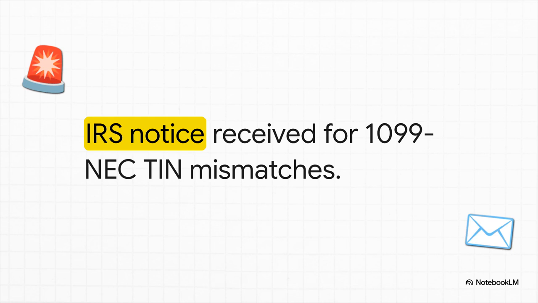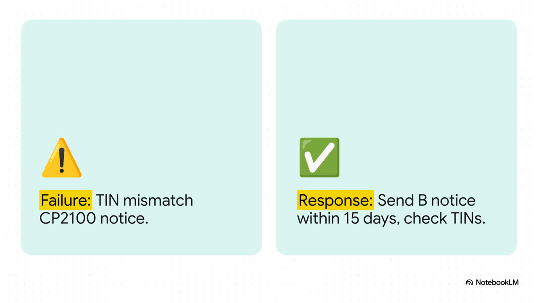Moving to case D, the client just opened their mail and found a CP 2100 notice from the IRS. We're talking 1099-NEC taxpayer identification number, or TIN, mismatches. You've got to move fast here. Your intervention requires sending a formal B notice to the contractor within 15 business days to get a corrected W-9. If they just ignore you for 30 days, you must initiate backup withholding on future payments. To fix the root cause, you implement IRS TIN matching during onboarding and annually before you file 1099s.